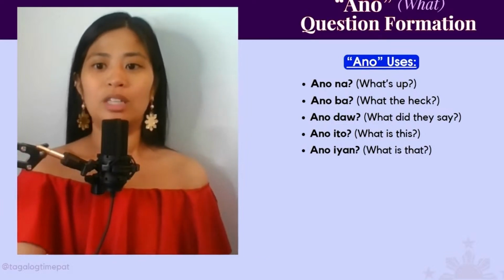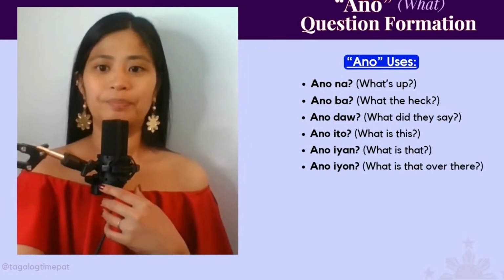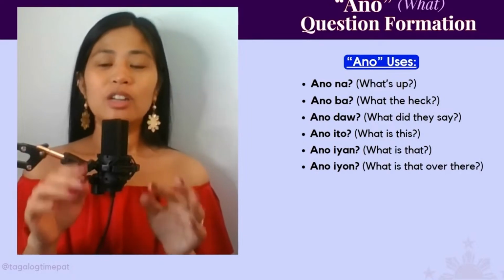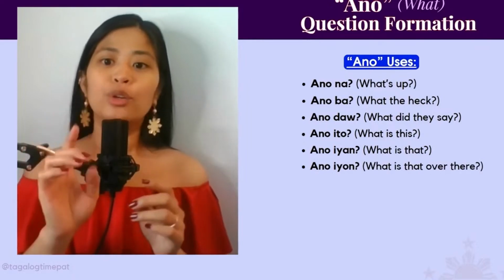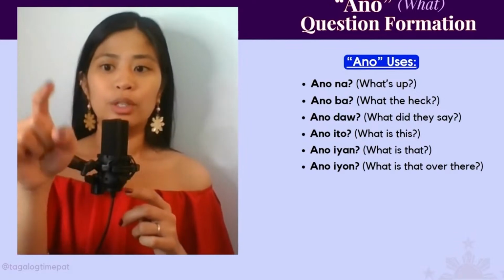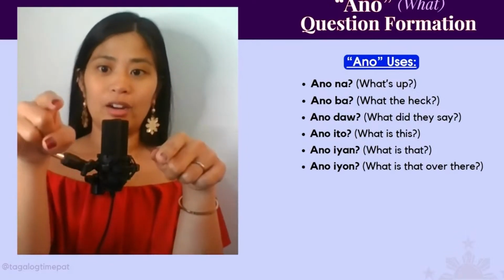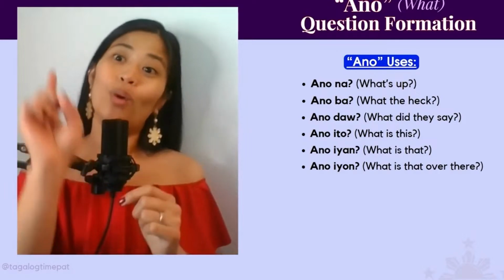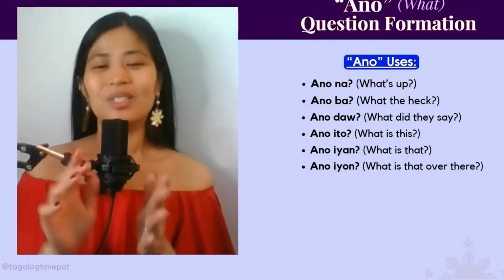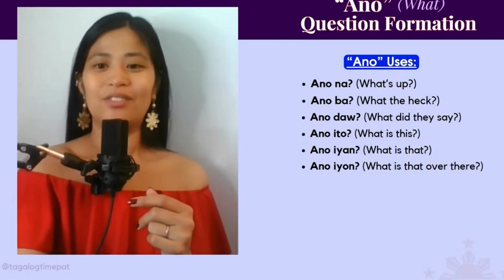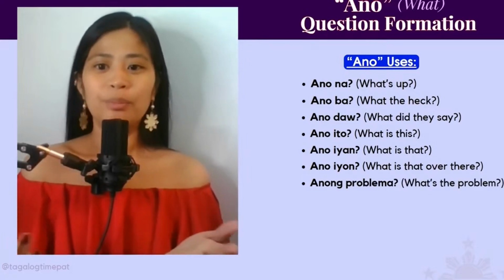Ano ito? Ano yan? What is this? What is that? And then there's another demonstrative pronoun. Ano yun? Ano iyon? So what is that over there? So what is this? What is that? What is that over there? So it's a little bit farther. That's the difference there.